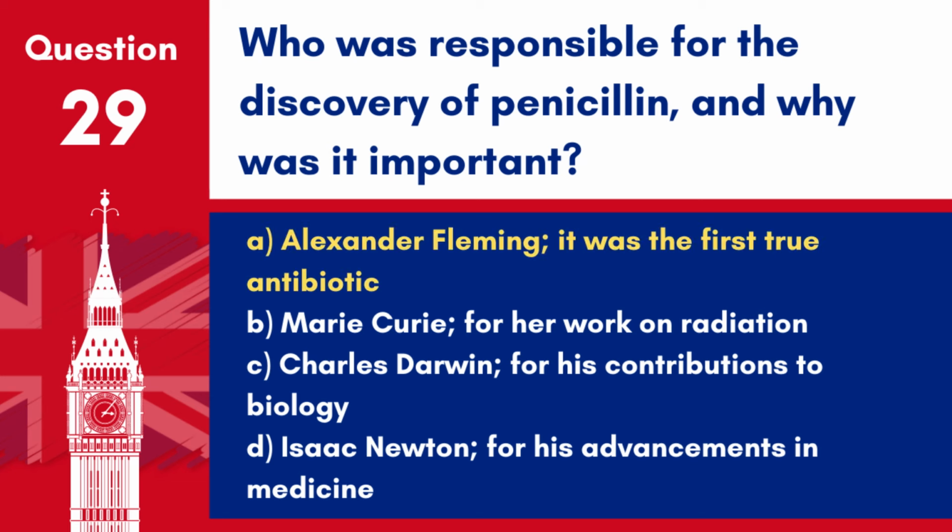Answer A. Alexander Fleming. It was the first true antibiotic. Alexander Fleming discovered penicillin in 1928, which marked a significant breakthrough in medical science as the first true antibiotic, revolutionizing the treatment of bacterial infections.